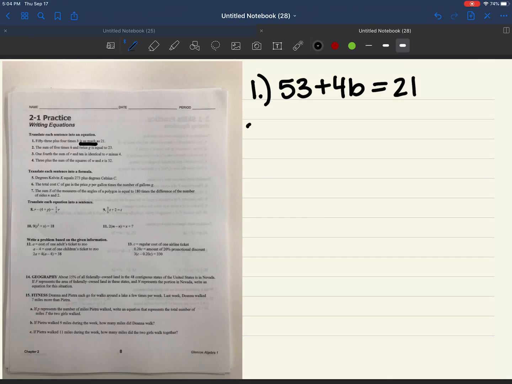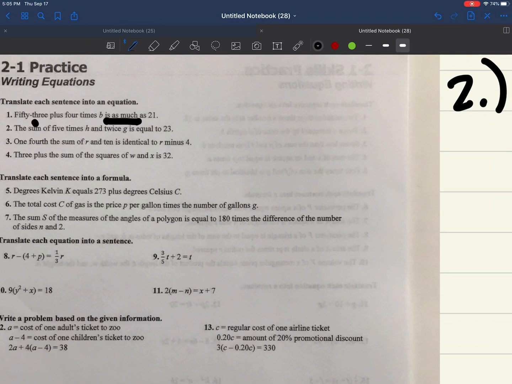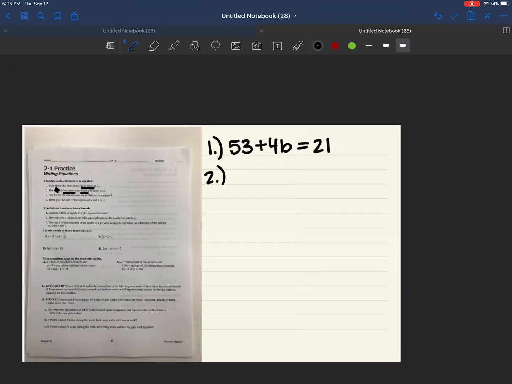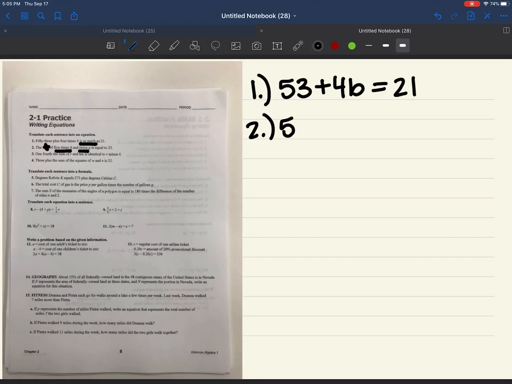Okay, number 2. The sum of, that means you're adding two things together. So what two things would you be adding? The sum of 5 times h and twice g. So we're adding together 5 times h and twice g. So 5 times h we would write as 5h, twice g would be 2g, and sum means we add those two things together. Is equal to 23.